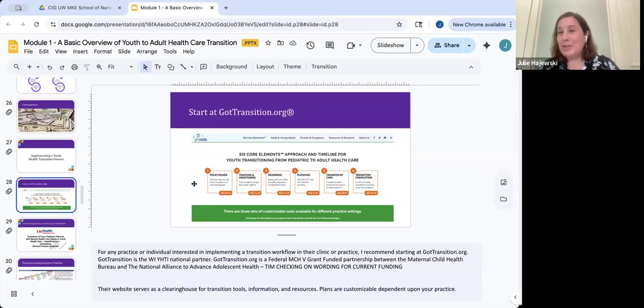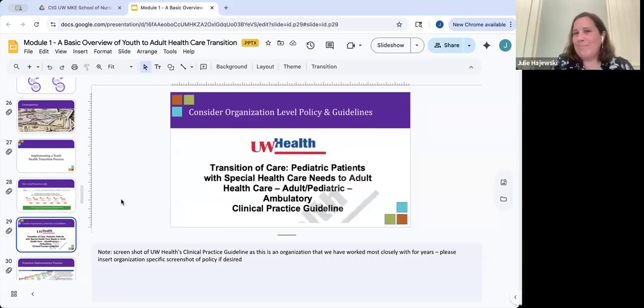Did you do it? Are you sure? And how are we assessing if you did it? And how did it go? To kind of look at that QI, that quality approach of, okay, what are we going to do different next time? I've offered here just a screenshot of a clinical practice guideline. This is the clinical practice guideline that was previously used at UW Health.